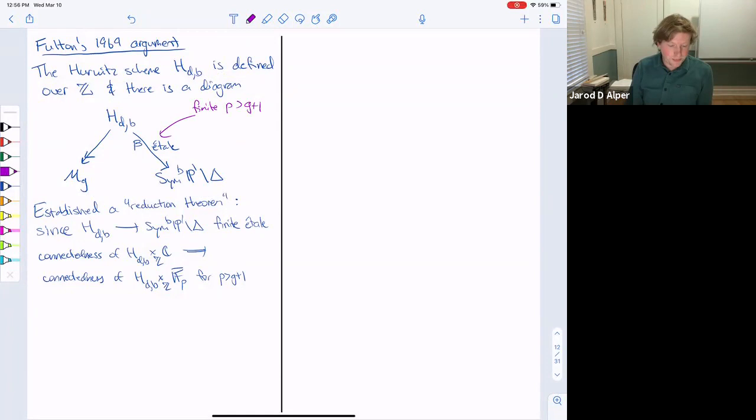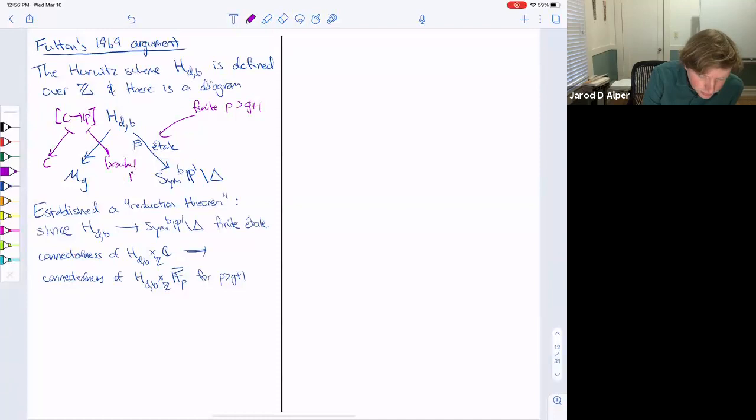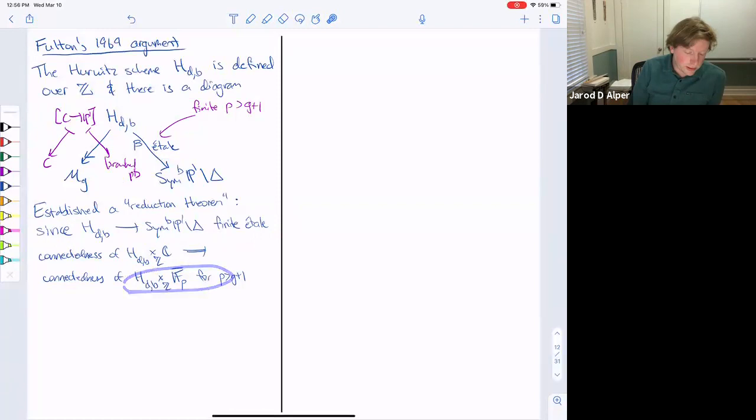Right, this is the map that takes a branched cover to C and this to the branch points. And then rather than relying on properness, he showed a reduction theorem where, since this map is finite, the generic connectedness of this Hurwitz space implies it over a finite field. And there's quite a bit that goes into it, but that's my attempt to summarize it.